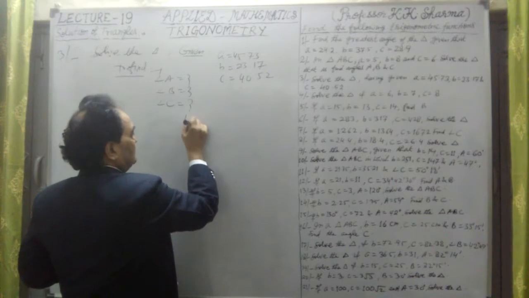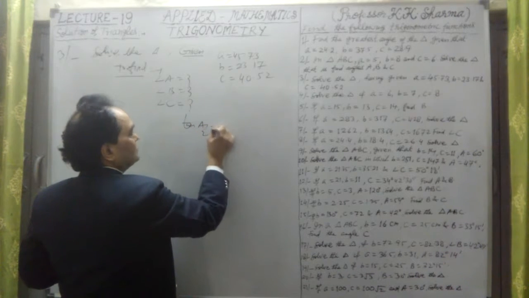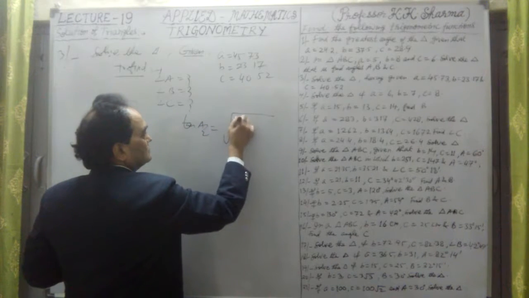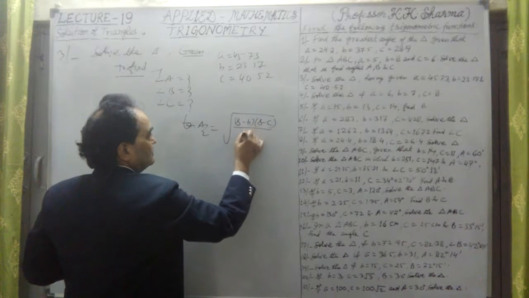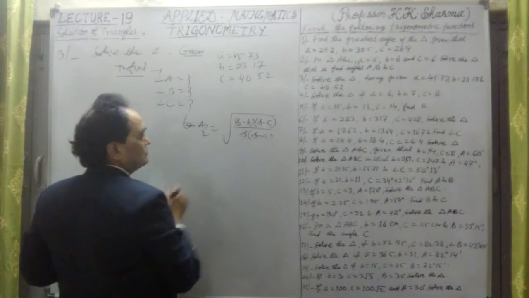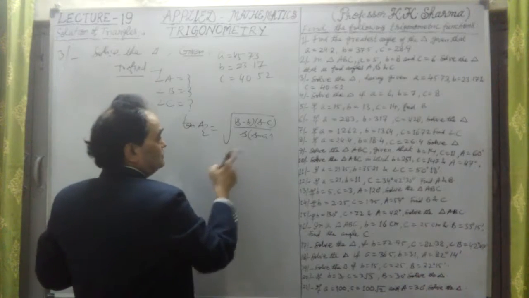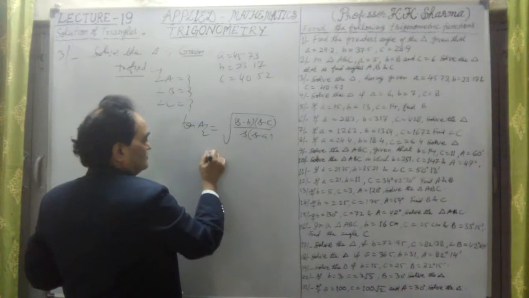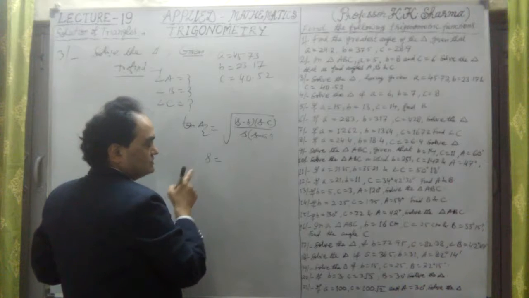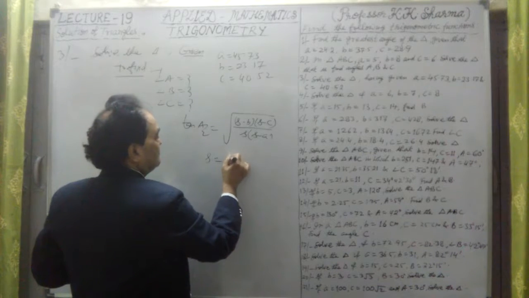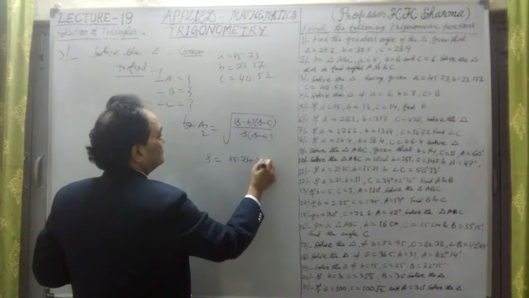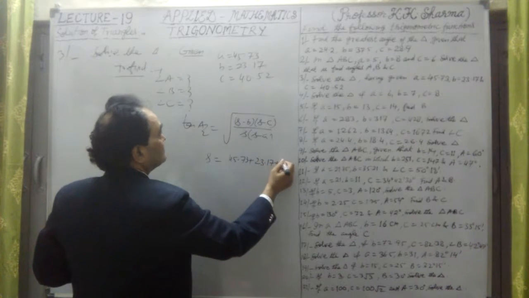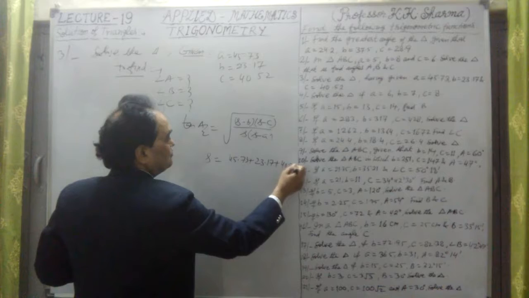Let me take tan A by 2 here. Under root, this is s minus b into s minus c divided by s into s minus a. For that, we have to find the small s, the semi-perimeter. That will be 45.73 plus 23.17 plus 40.52 divided by 2.